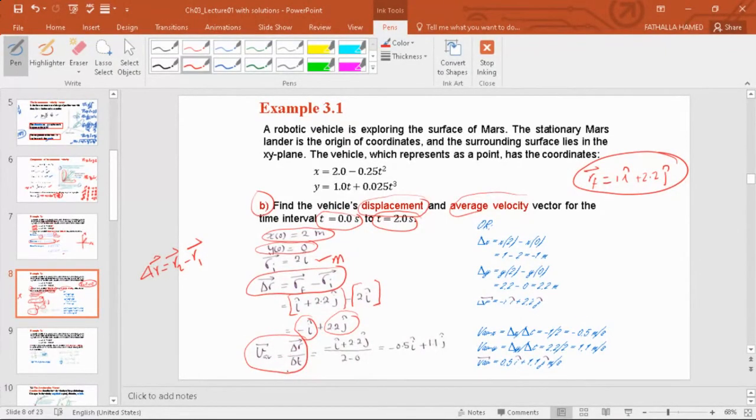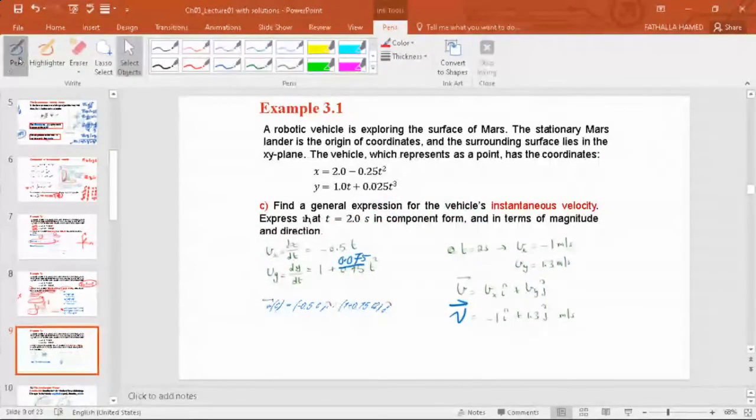The average velocity is delta R by delta t, which is minus i hat plus 2.2 j hat over 2 minus 0. And of course, 1 divided by 2 will give you 0.5. So you get minus 0.5 i hat, and 2.2 divided by 2 will give you 1.1 j hat. And of course, the units here are meters per second. Is this clear? So that's how we deal with displacement and average velocity.